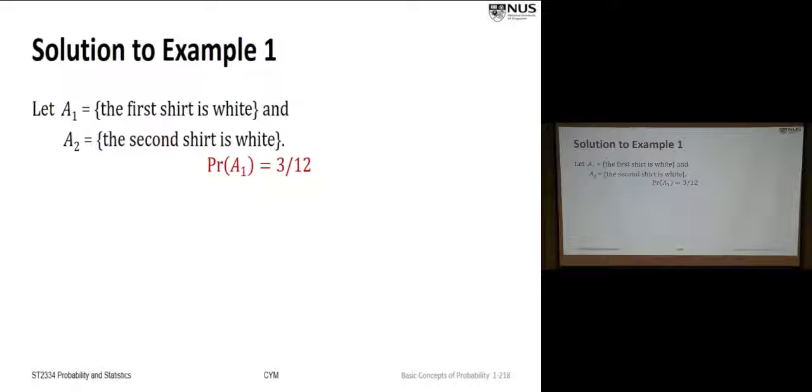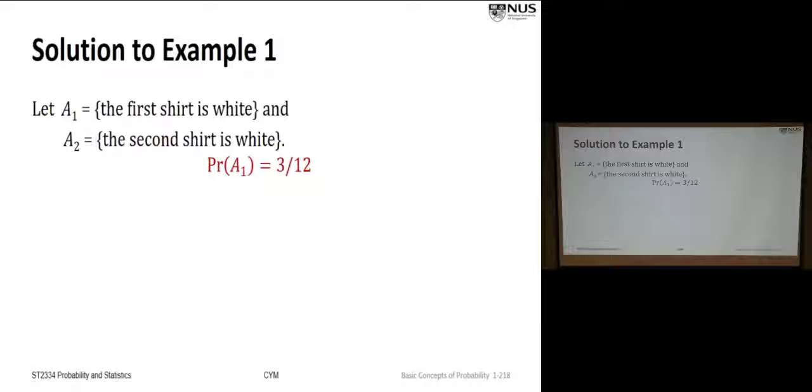All right, so that's why you need to ask questions yourself. So what happens if they are not equally likely? One big shirt, one small shirt. Non-white shirt is small, so they're not equally likely. Then you have a different story. Here we assume that they are equally likely. So it's 3 over 12.